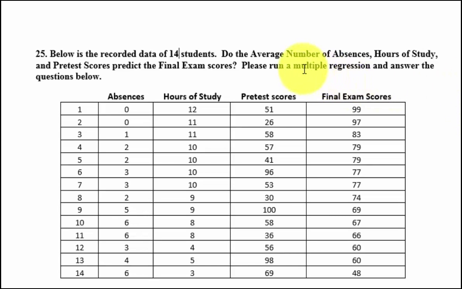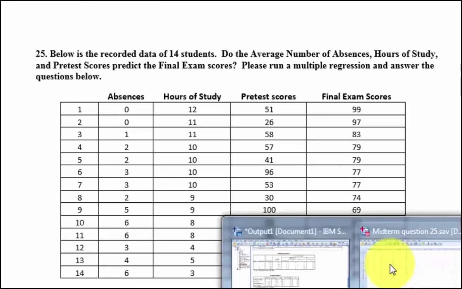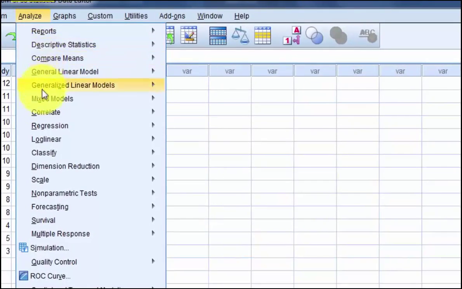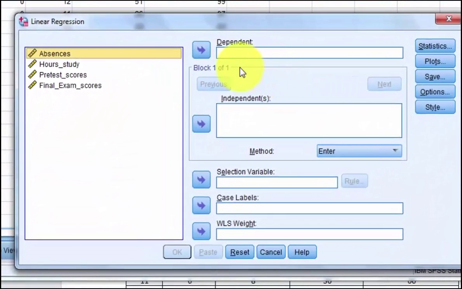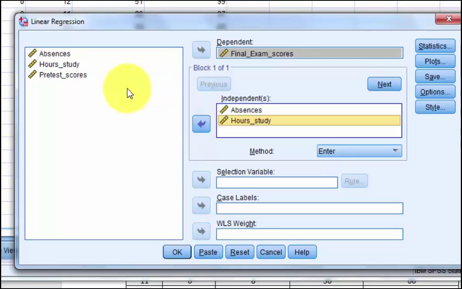So this is a multiple regression model. We're trying to predict final exam scores based on the number of student absences, how many hours they've studied, and their pretest scores. So I'm just going to do this in SPSS. Going to go to Analyze, Regression, Linear. Okay, what are we trying to predict? Final exam scores with absences, study hours, pretest scores.